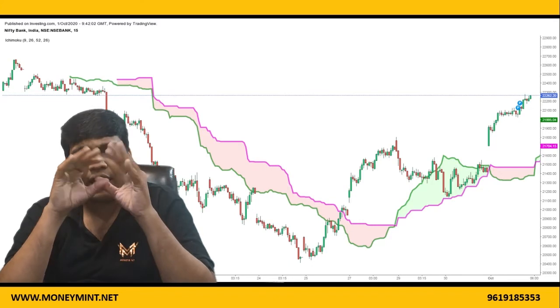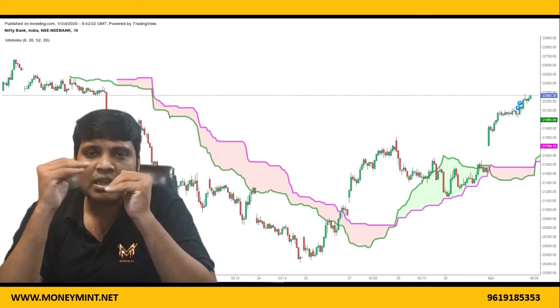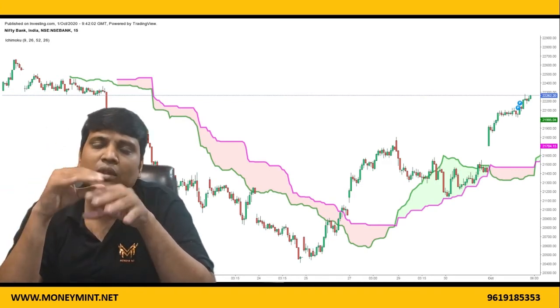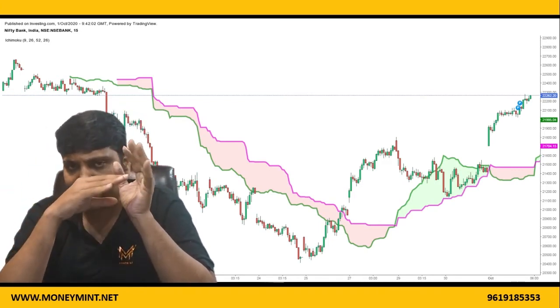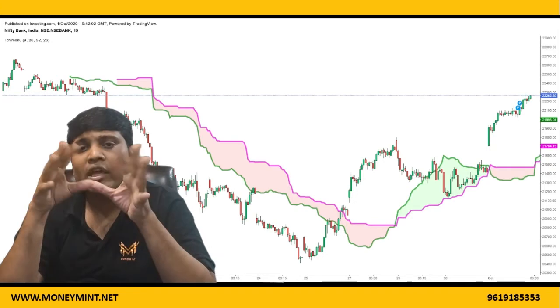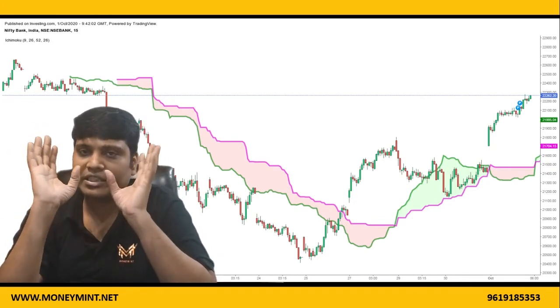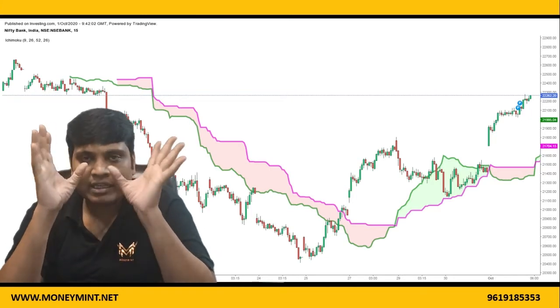And if the market enters the cloud and then exits, that is how the continuation trade will continue. If while entering it goes above the cloud, that means the trend has changed. So this was regarding the cloud.